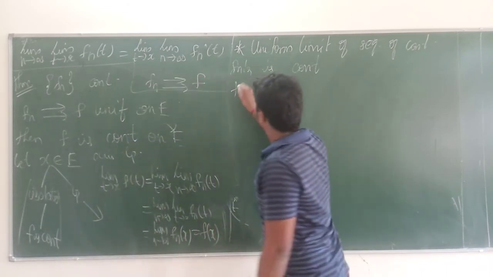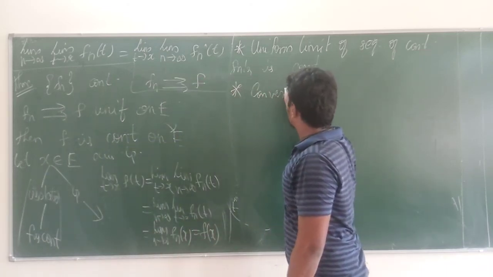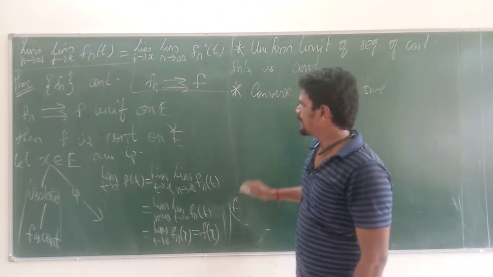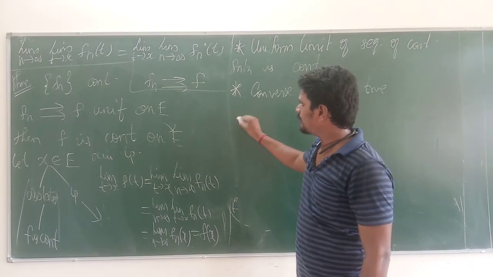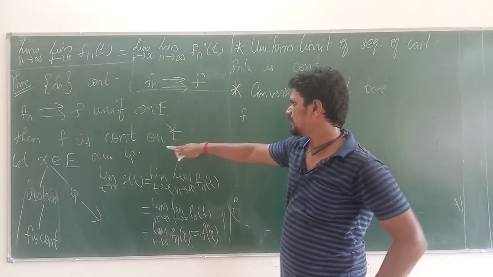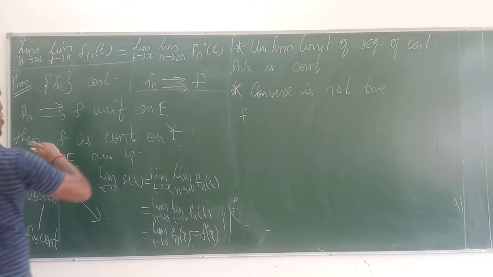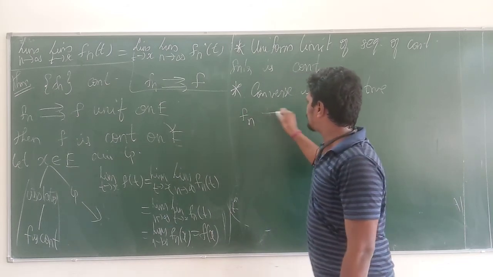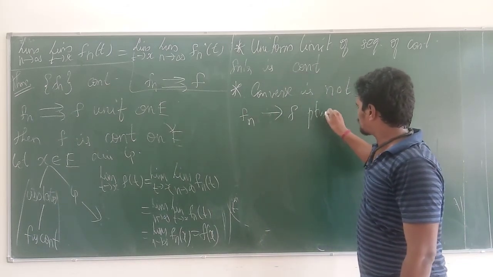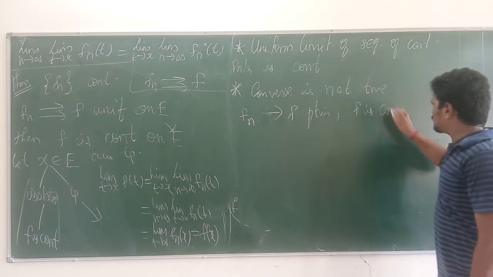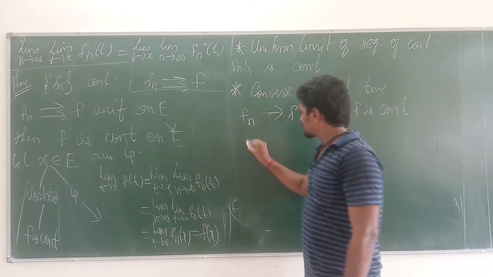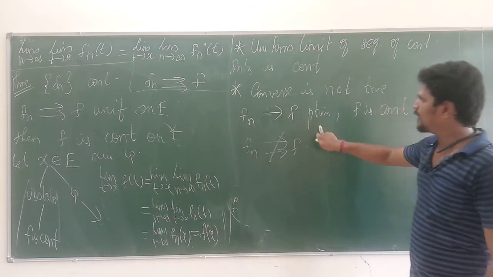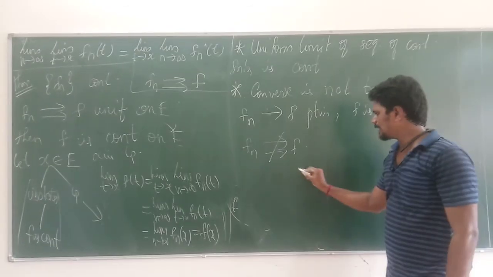And also the converse is not true. The converse of this: if we have a sequence f_n that converges to f pointwise and f is continuous, then f_n need not converge uniformly to f. Only pointwise, not uniformly. There is an example given there.